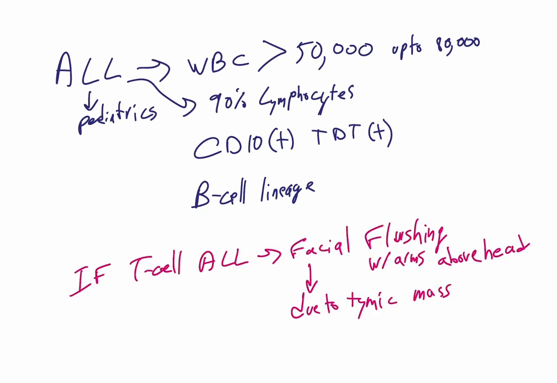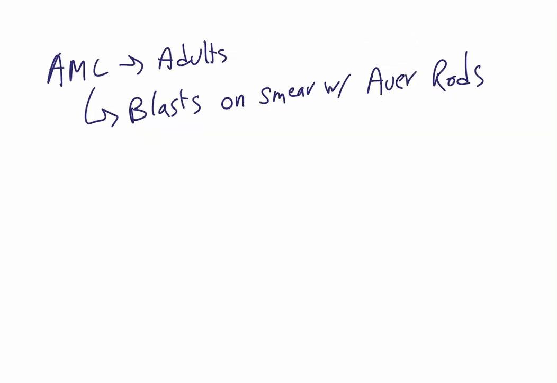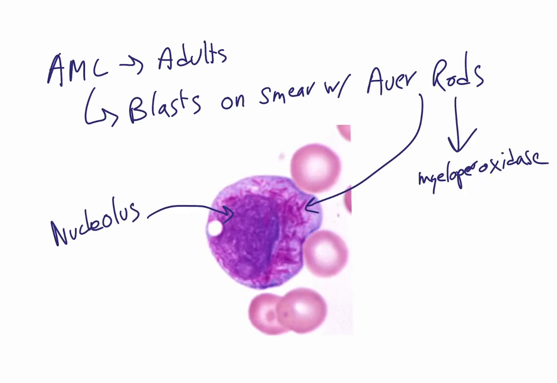In the case that it's the T cell lineage, there will be clinical signs like facial flushing. Think arms above the head and you'll have the redness in the face. This is due to a thymic mass obstructing blood flow. Moving on to AML. This usually occurs in adults. You'll see blasts on the smear with Auer rods. These are needle-like inclusions composed of myeloperoxidase.